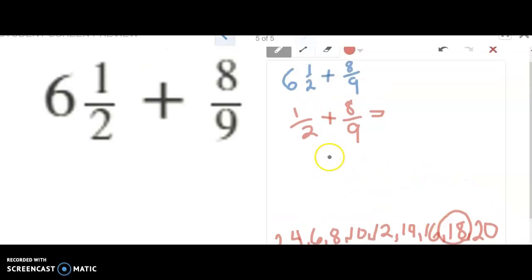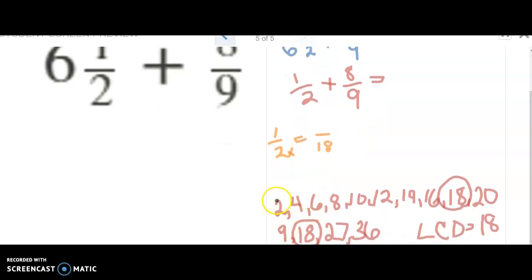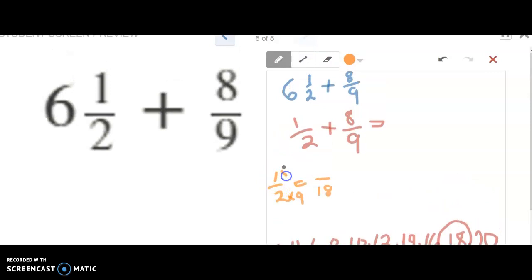All right. Now I'm going to come back up here, and I need to change my fractions so that 1/2 is equivalent with a fraction that has 18 as the denominator. So to get from 2 to 18, I'm going to multiply 2 times 9. And if you don't know, you can go down here and count. 1, 2, 3, 4, 5, 6, 7, 8, 9. Whatever I do on the bottom, I have to do on the top. 1 times 9, so I get 9/18.